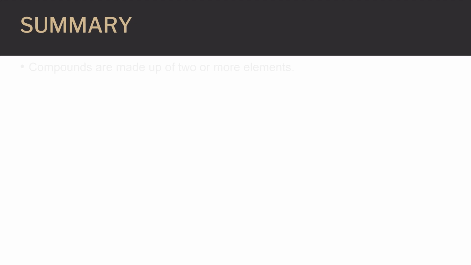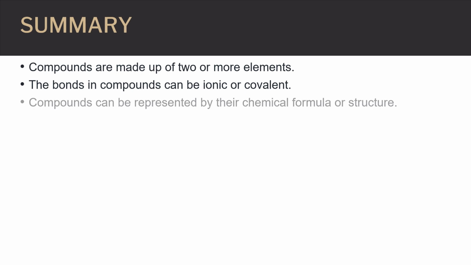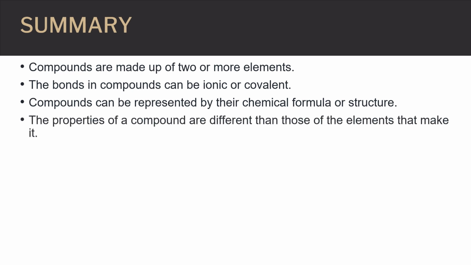In summary, compounds are made up of two or more elements. The bonds in compounds can be ionic or covalent. Compounds can be represented by their chemical formula or structure. The properties of a compound are different than those of the elements that make it.